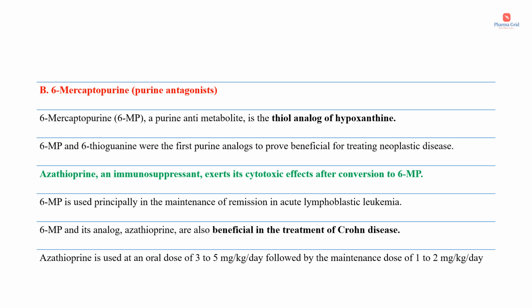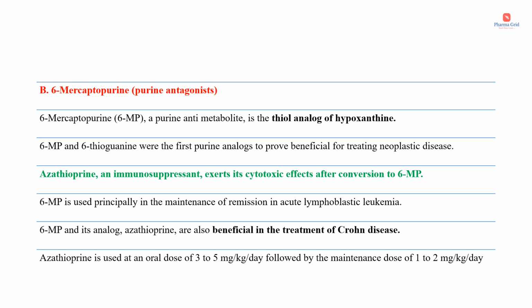So the next one is purine antagonists. The first drug under purine antagonists is 6-mercaptopurine. 6-mercaptopurine is a purine antimetabolite. It is the thiol analog of hypoxanthine. 6-mercaptopurine and 6-thioguanine were the first purine analogs to prove beneficial for treating neoplastic disease. Azathioprine, which is an immunosuppressant, exerts its cytotoxic effects after conversion to 6-mercaptopurine.